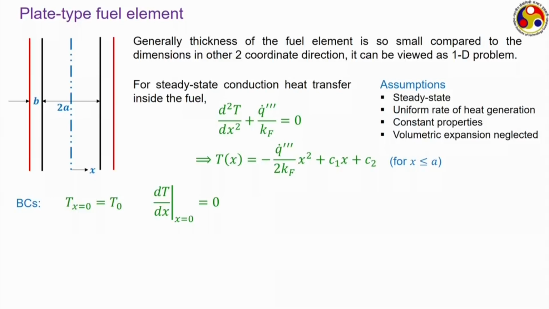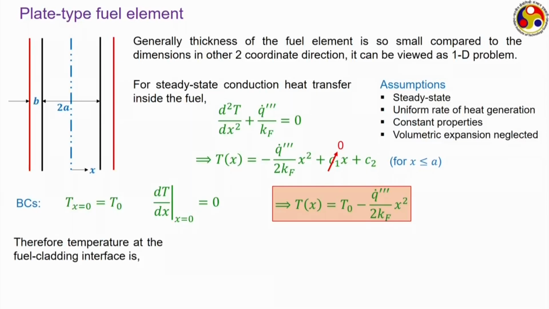So, dT/dx at x equal to 0, if we use the condition, then we immediately have C1 equal to 0, and then putting the second condition we get C2 equal to T naught. So, this is the final expression for temperature profile inside the fuel. Therefore, temperature at the fuel cladding interface, that is, I am talking about this particular surface, here we need to put x equal to a there.